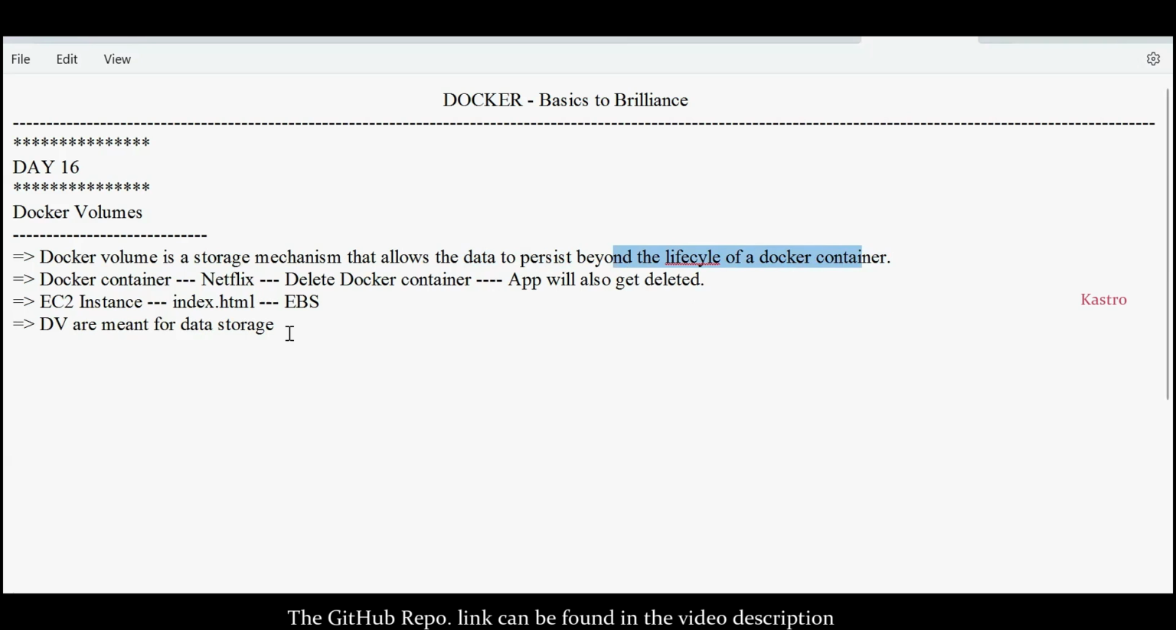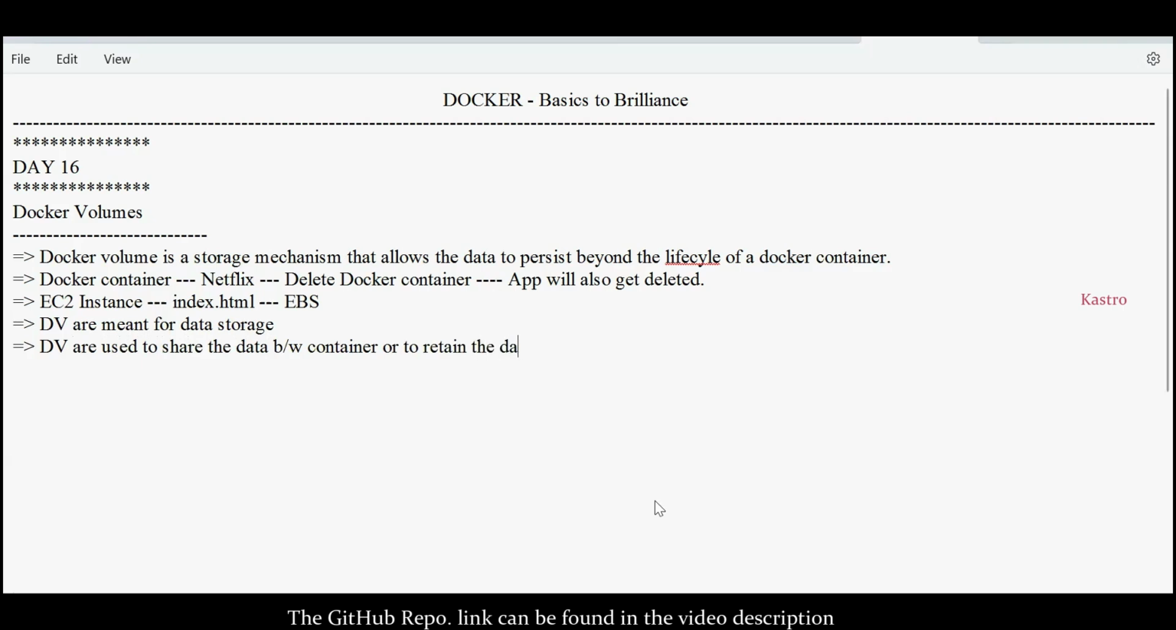So by using Docker volumes, what can we do? Docker volumes are used to share data between containers. If I want to share the data from one container to another container, then we can use Docker volumes. They can also be used to retain the data.